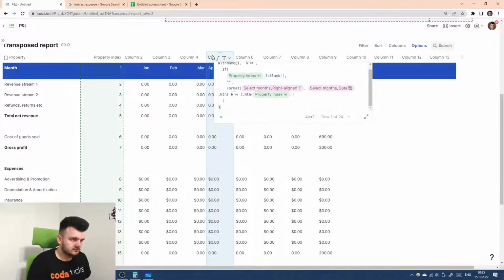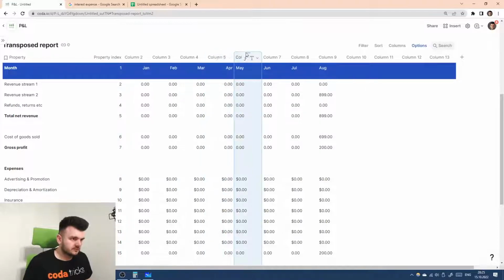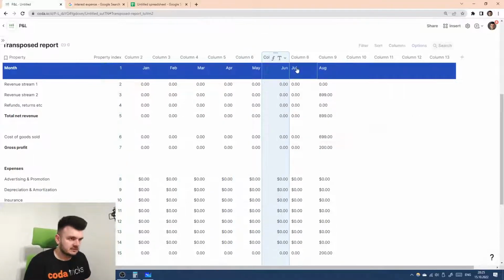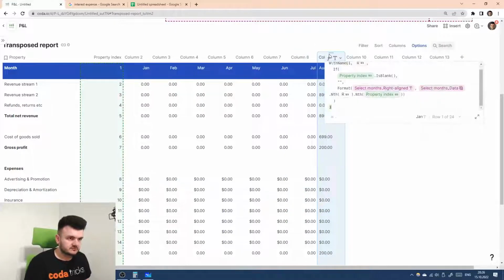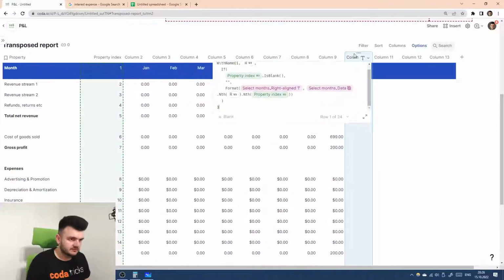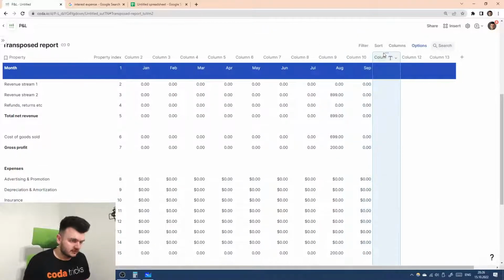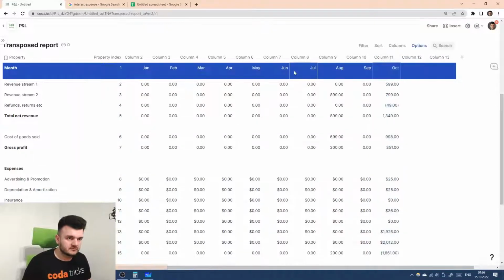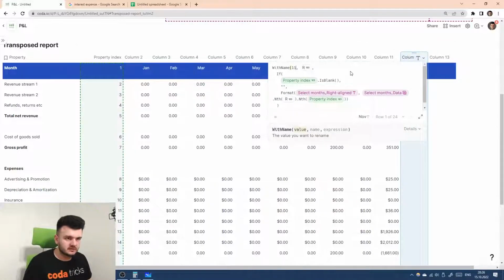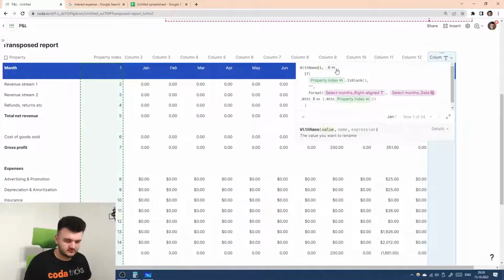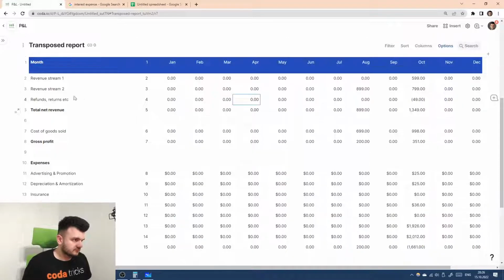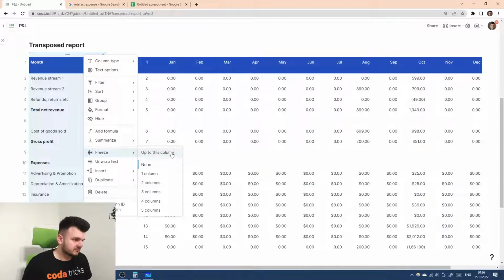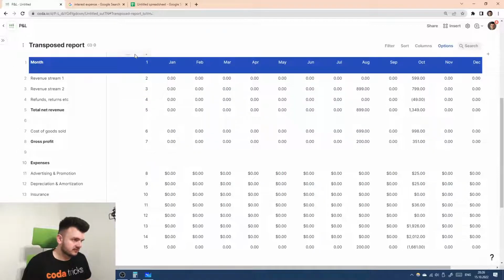Three, 4, 5, 6, 7, 8, 9, 10, 11, 12. All that's left, we hide the column headers. We add a freeze here. We hide this.